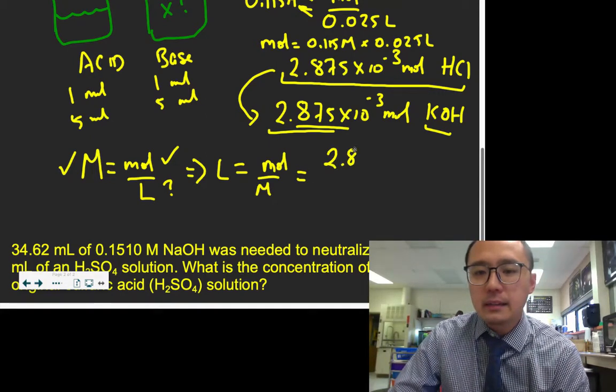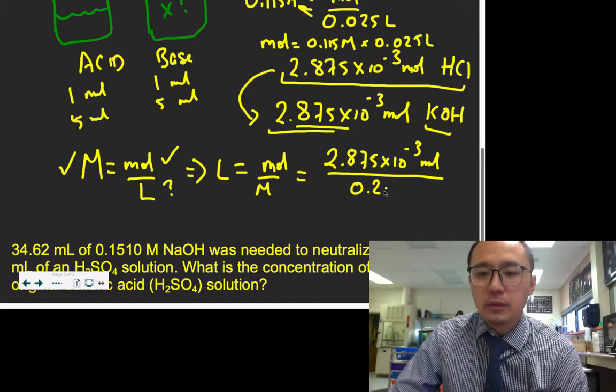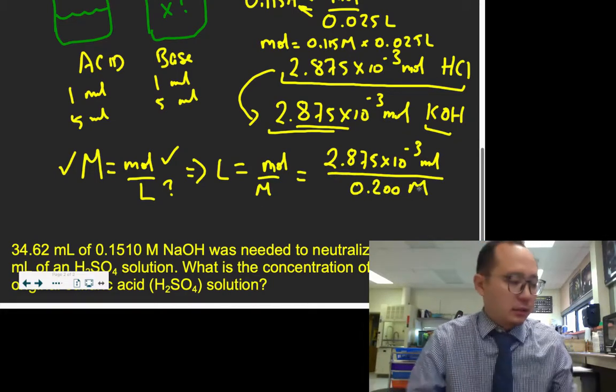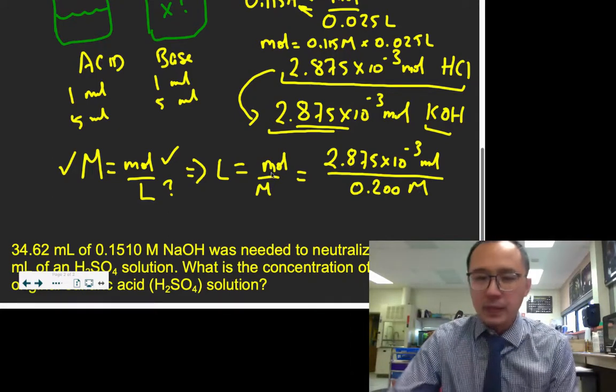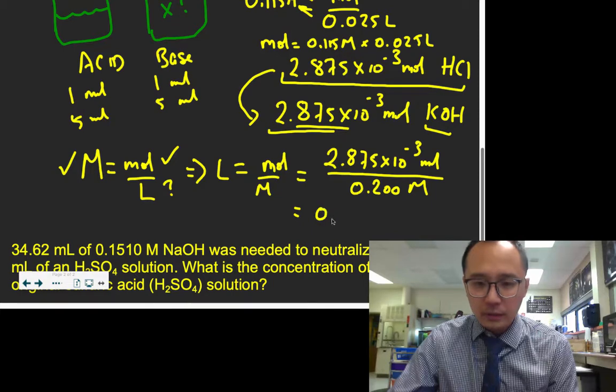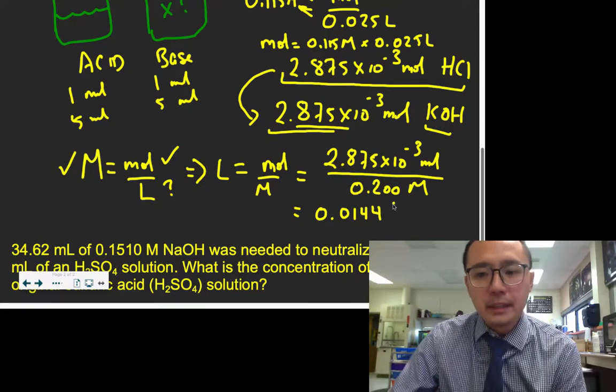So 2.875 times 10⁻³ moles. This is all for KOH divided by 0.200 molarity. So let's punch this into the calculator, and you will get 0.0144. I'll round it off there. And this is a pretty small number, but this is in liters.